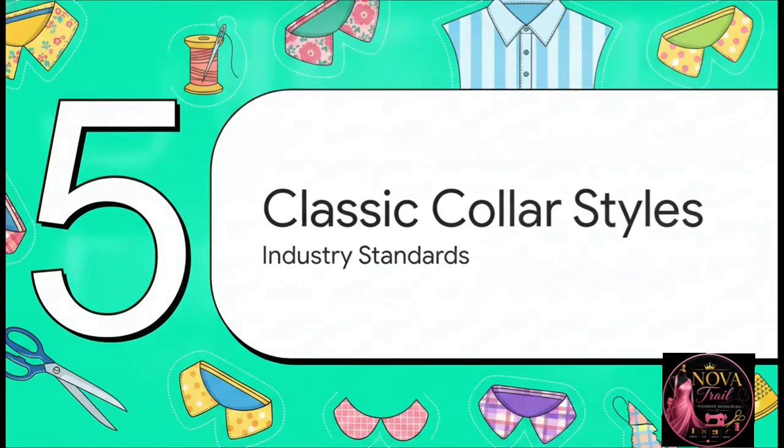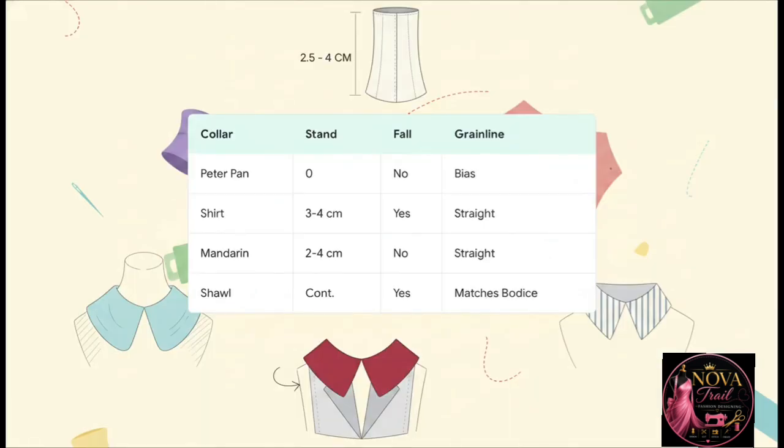Section 5. 4 classic collar styles, standard industry collar types. Let's look at the heavy hitters. The Peter Pan collar uses a bias grain to lay perfectly flat, ideal for blouses. Contrast that with the Mandarin collar, which you'll see on bandhgalas or kurtas. It has no fall at all, just a 2.5 to 4 centimeter stand that needs a straight grain and sturdy interfacing to stay upright. Then you have the classic shirt collar for formal wear, which has both a stand and a fall. And finally, the shawl collar. This one is unique because it's cut continuously with the bodice lapel, making it an absolute staple for tailored blazers.